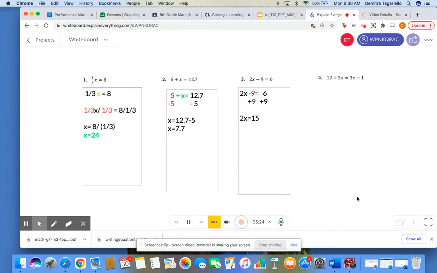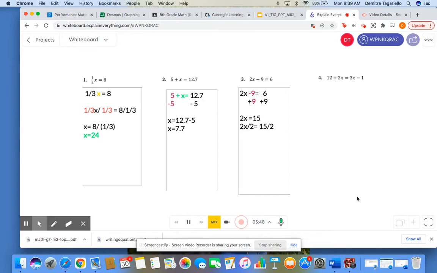Okay, I'm not done yet though, because I'm noticing that the 2 is still attached to the x, which means the 2 is being multiplied by the x. So I have to do the inverse of that. So the inverse of multiplying by 2 is going to be divide by 2. So what I'm going to do is divide by 2 on both sides. Okay, so I'm going to rewrite it as 2x divided by 2 equals 15 divided by 2.